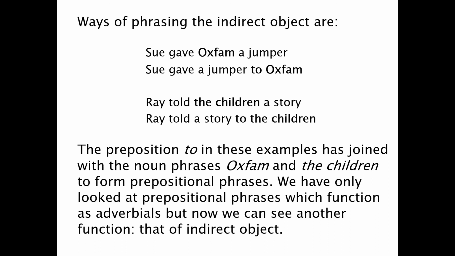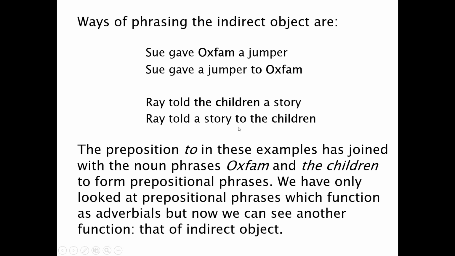And now we move to ways of phrasing the indirect object. Sue gave Oxfam a jumper. Sue gave a jumper to Oxfam, as you see. Ray told the children a story. Ray told a story to the children, as you see the preposition here. Ray sent Muhammad a letter. Ray sent a letter to Muhammad.